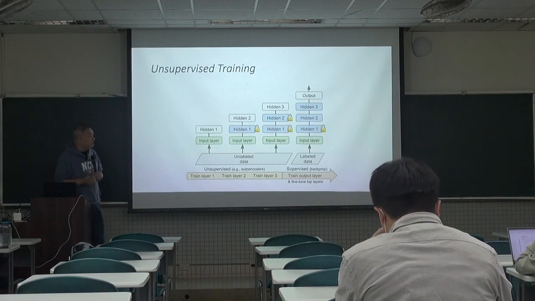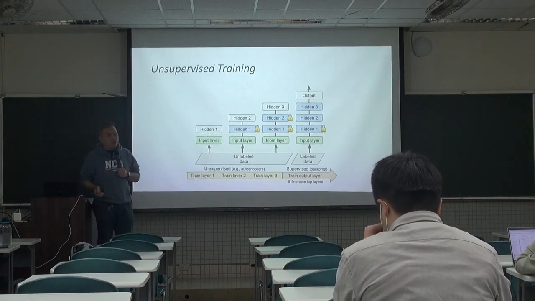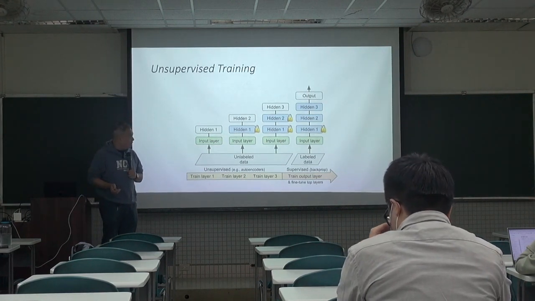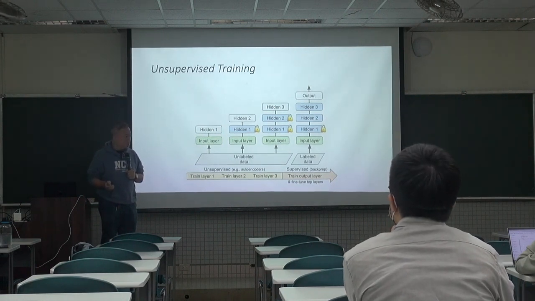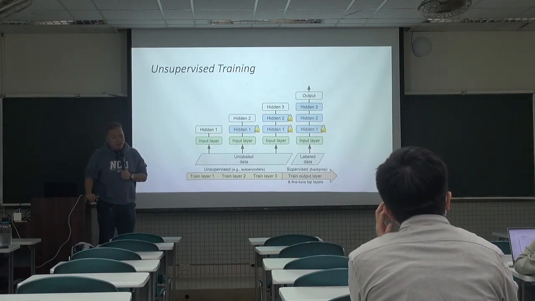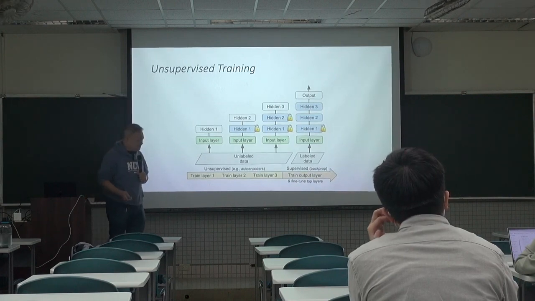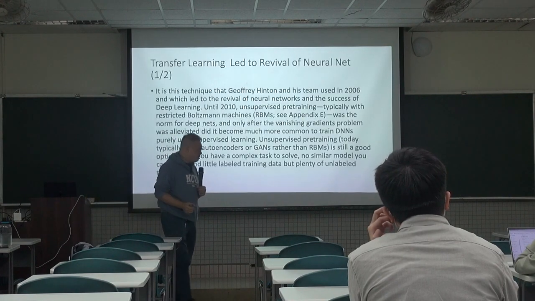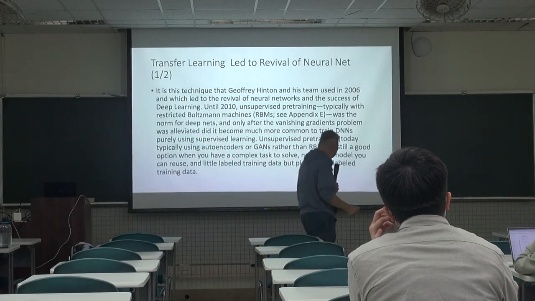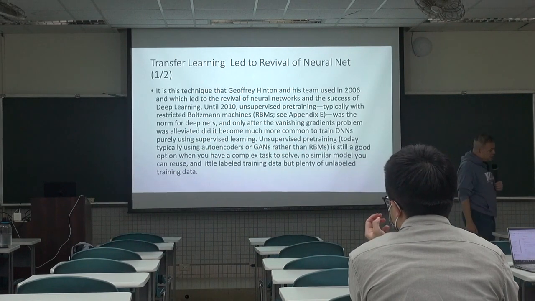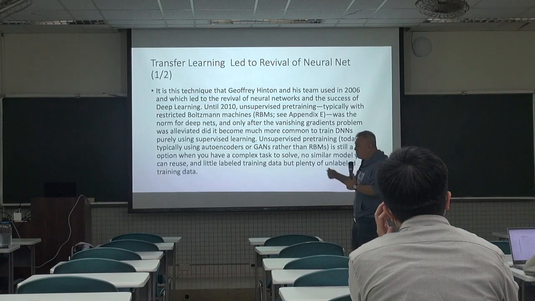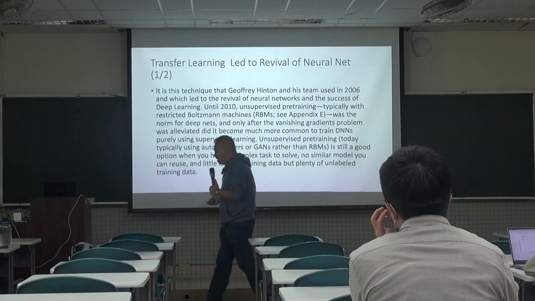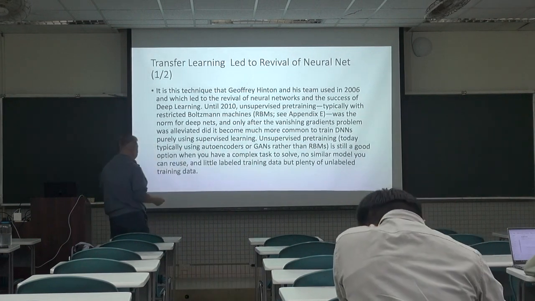But of course, in this chapter we will not talk about autoencoders or GANs. We won't talk about them until we finish CNN and RNN. They will be covered hopefully toward the end of this class. And when I start talking about the autoencoder, I will come back to revisit this unsupervised pre-training.